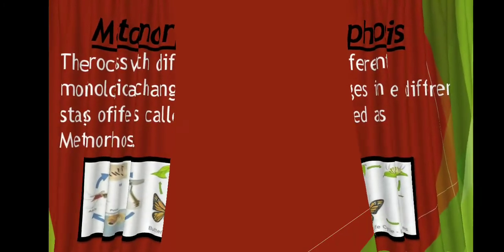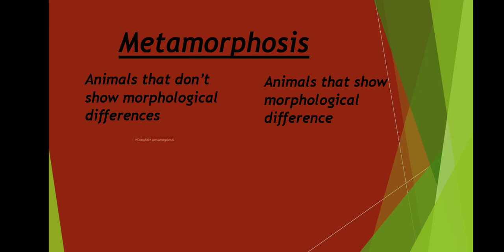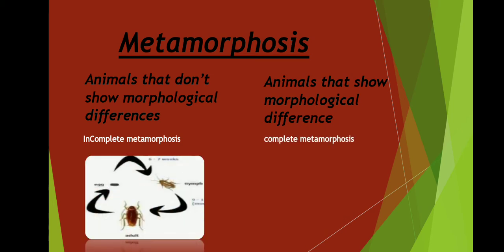Well, my dear students, in metamorphosis there are two types: complete and incomplete. Complete means they show morphological differences. Incomplete means they don't show morphological differences. For example, let's talk about the cockroach. Egg develops into nymph. Nymph develops into adult. Are the nymph and the cockroach different? No. They are somewhat the same. They don't show morphological difference. So it is incomplete.